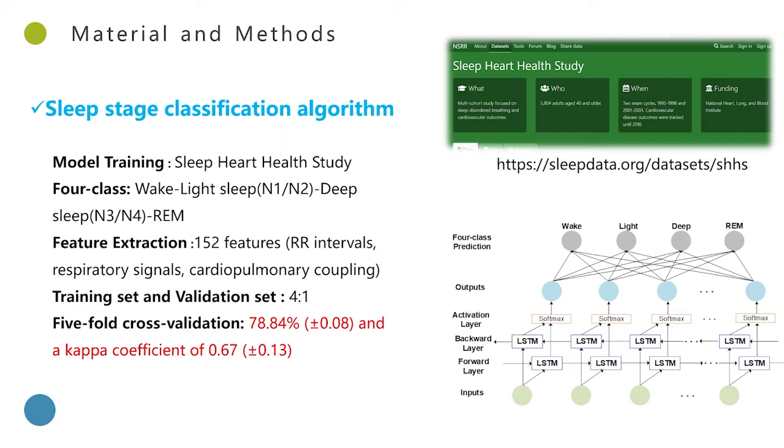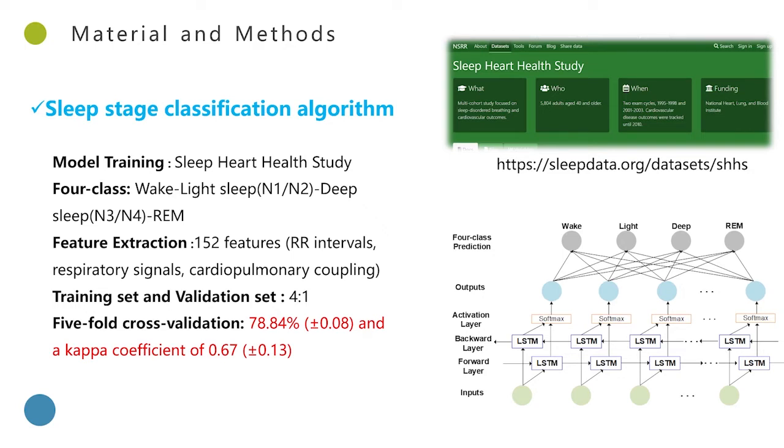Our feature extraction was processed on either a 1/32nd epoch or a large window consisting of several consecutive epochs. The moving step size was set at 1 epoch. A total of 152 features were extracted from R interval, respiratory signals, and cardiopulmonary coupling. We randomly split the dataset into a training set and a validation set at a ratio of 4 to 1.